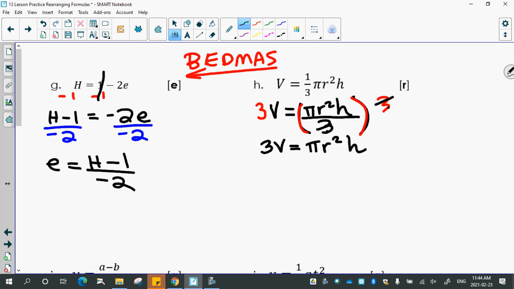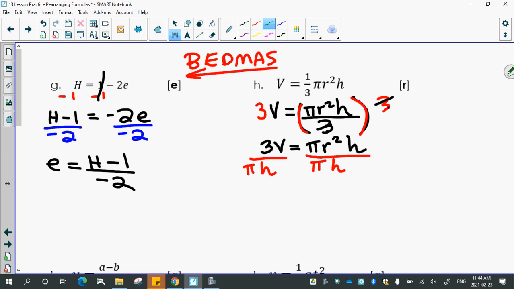So then, William said, what's the pi doing? It's right beside the r, so it's multiplying. Everyone agree? Same with the h, it's right beside the r, so it's multiplying. So what's the opposite operation of multiplying? Dividing. So I'm going to divide both sides by pi h. Okay, so if I divide by pi h on this side, I divide by pi h on this side. Okay?